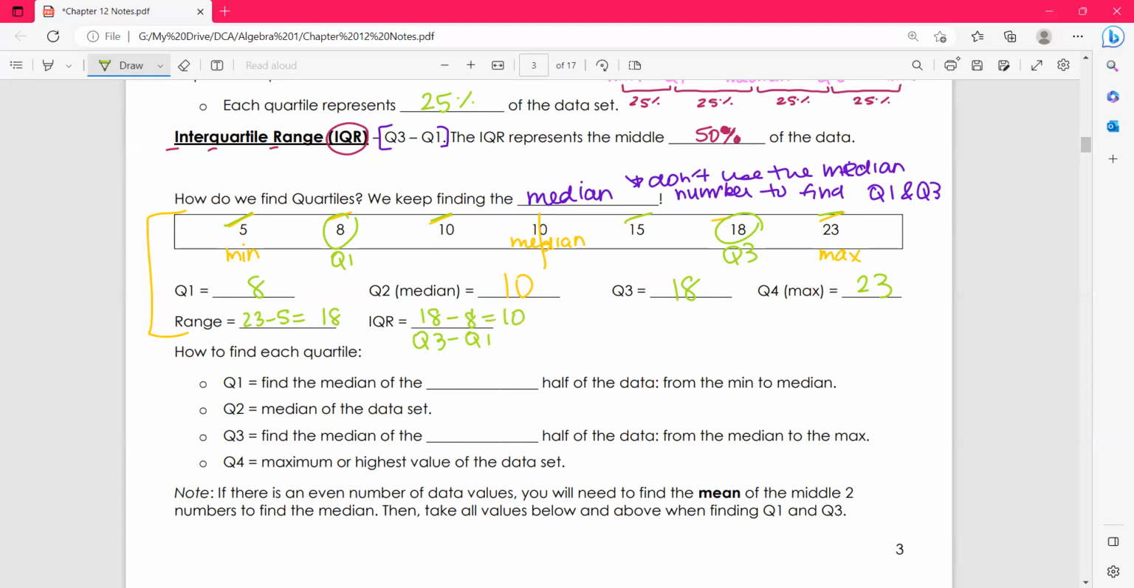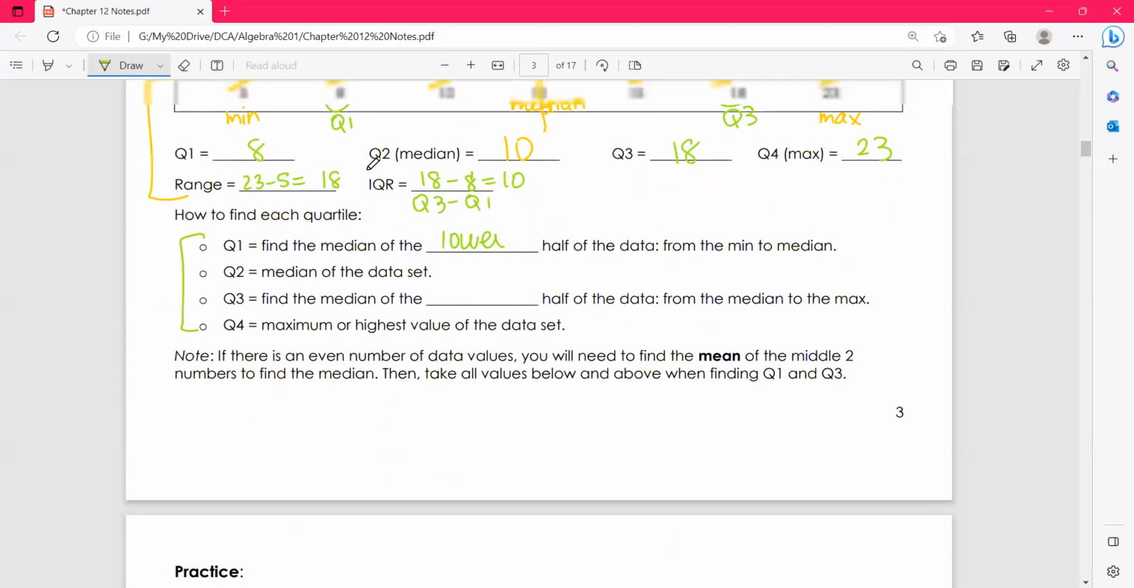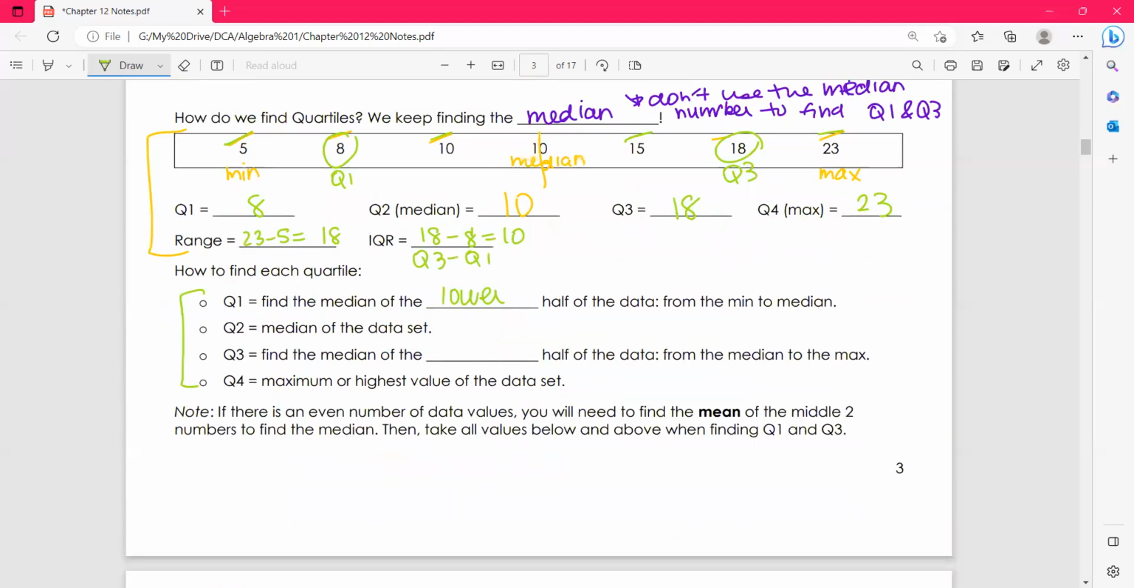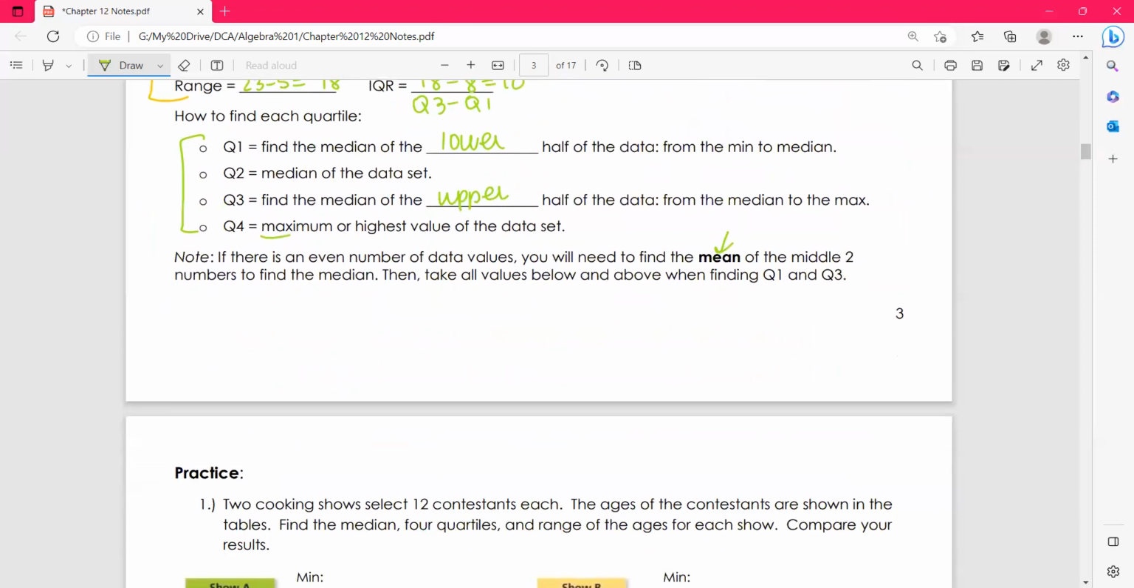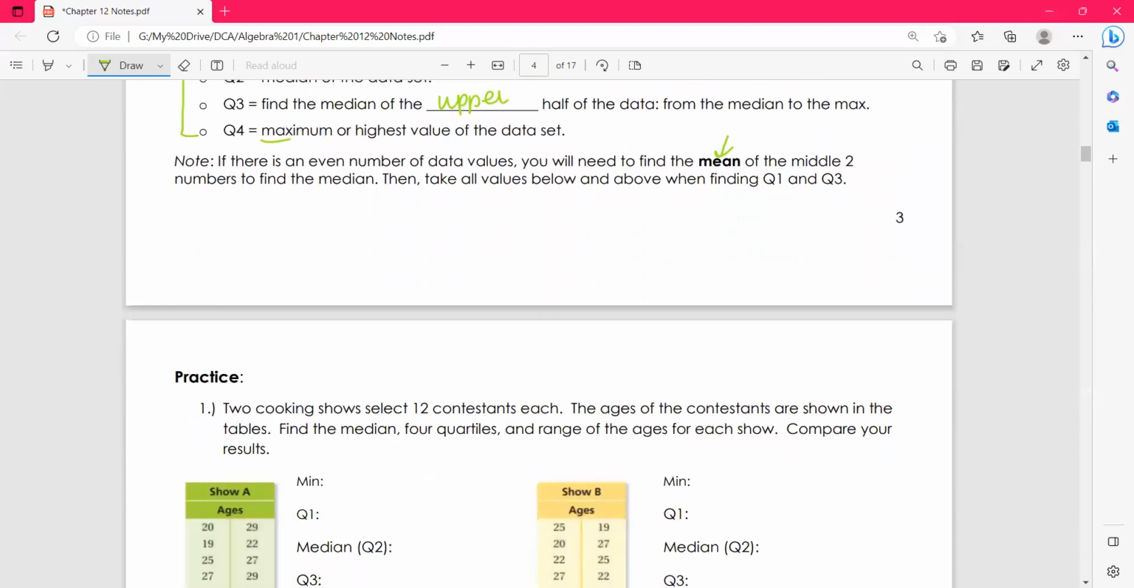Find the median. So then here's how to find each thing, here are some directions. For Q1, find the median of the lower half of the data, from the min to the median. Then we've got the median, Q2 is the median. Q3, find the median of the upper half. And then Q4 is the max. Note if there's an even number of data values, we have to remember to take the mean of the middle two numbers. We've been over that before. Then take all values below and above when finding Q1 and Q3.